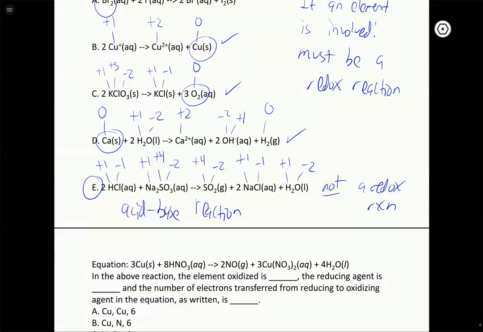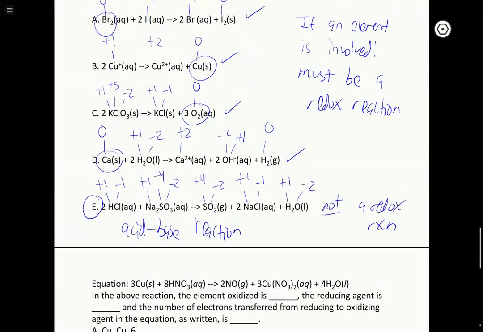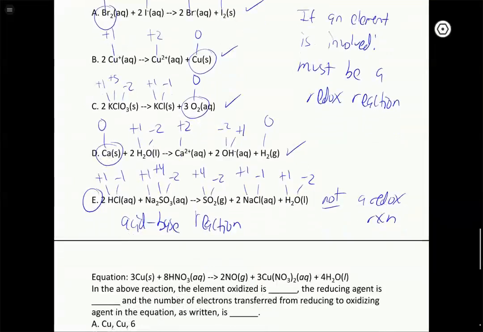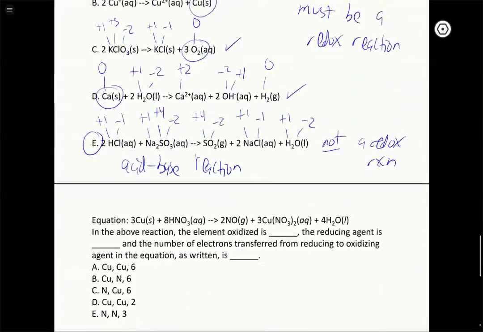So not all redox reactions will have elements in them, but if there's an element present, it must be a redox reaction, and we can quickly identify it without having to assign all the oxidation numbers all the way across. Because an element, no matter what, will change its oxidation number during the course of a reaction. Alright, so that was one that deals with assigning which one is an oxidation reduction reaction.